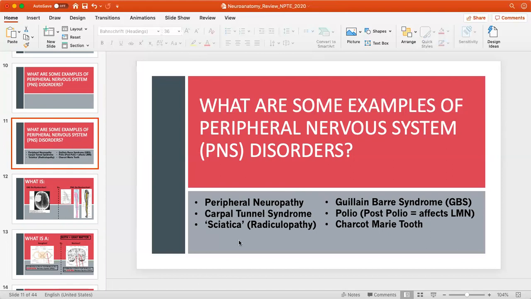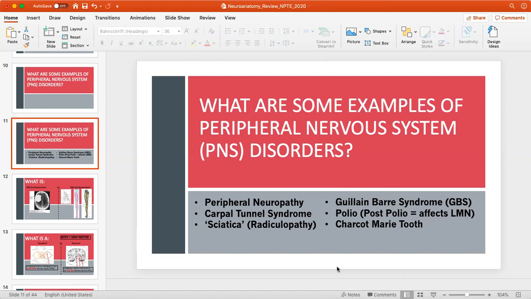So carpal tunnel syndrome is compression of the median nerve, which is one of our main peripheral nerves that supplies motor and sensory information to our upper extremity. Sciatica, or irritation of the sciatic nerve, could cause radiculopathy within the lower extremity, buttocks, leg, sometimes down to the foot. Guillain-Barré syndrome. So that's going to be an issue with peripheral nerves.